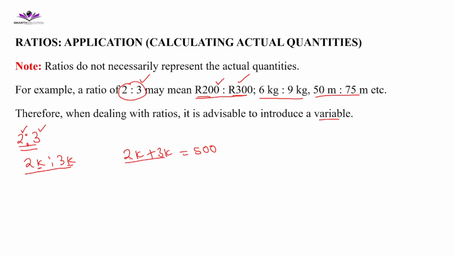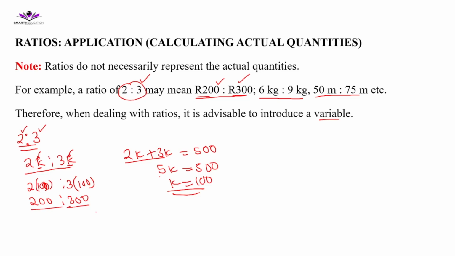These are like terms, so we add them. 5k is equal to 500. Then k is equal to 100 after dividing both sides by 5. Now once you know k, you can put your k here, which is 100. This is 2 times 100, and this is 3 times 100. You see that? Then you get your 200 Rand and your 300 Rand. So this is how we find the actual quantities by using ratios.